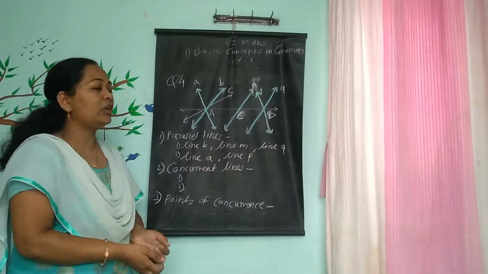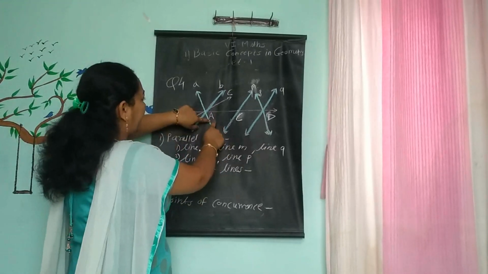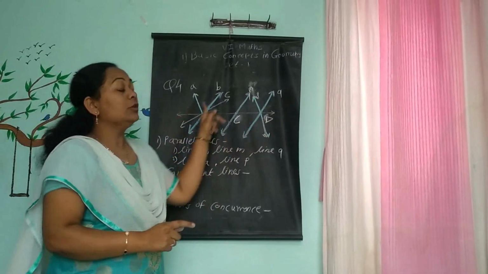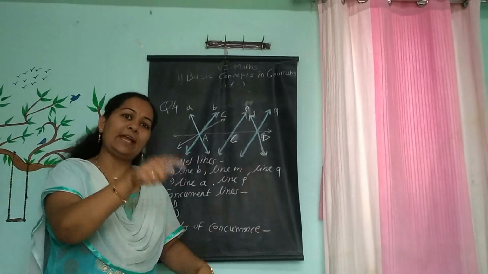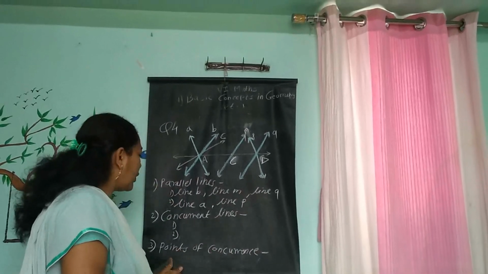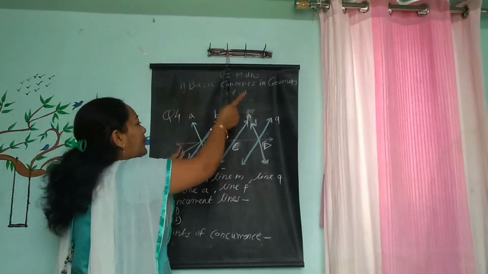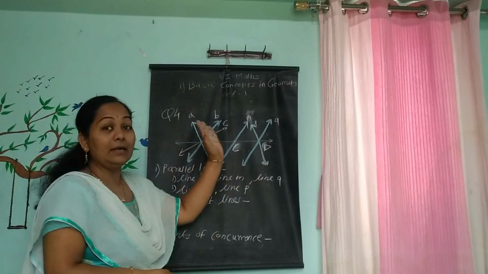Concurrent lines. Concurrent means from a center point, this center point is called the point of concurrence. These are the points of concurrence. Through a point of concurrence more than 2 lines pass. That point is called a point of concurrence. So the group of lines passing through this point of concurrence are called concurrent lines.